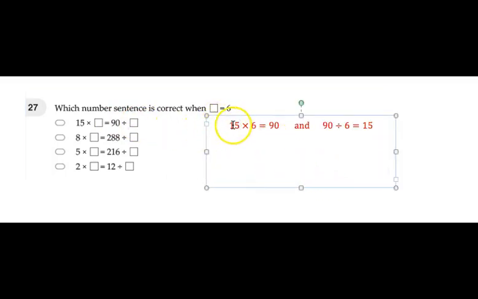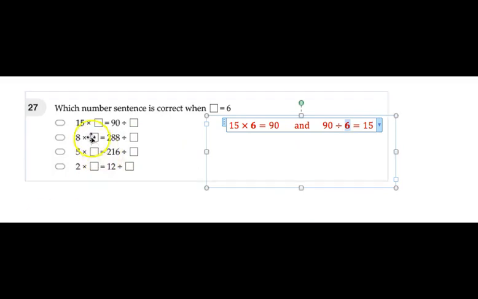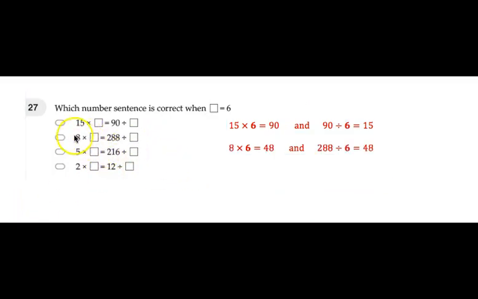So here we've got the first one, 15 times box. Now the box here is 6, and we get 90, and then on the other side, 90 divided by 6, and we get 15. Well, 90 does not equal 15, so the first answer is not correct. Now we need to do that for each of these remaining options. Option 2, 8 times box, so 8 times 6 is 48, and 288 divided by 6, we're getting 48. Well, those two are equal, so it looks like this second response is correct.